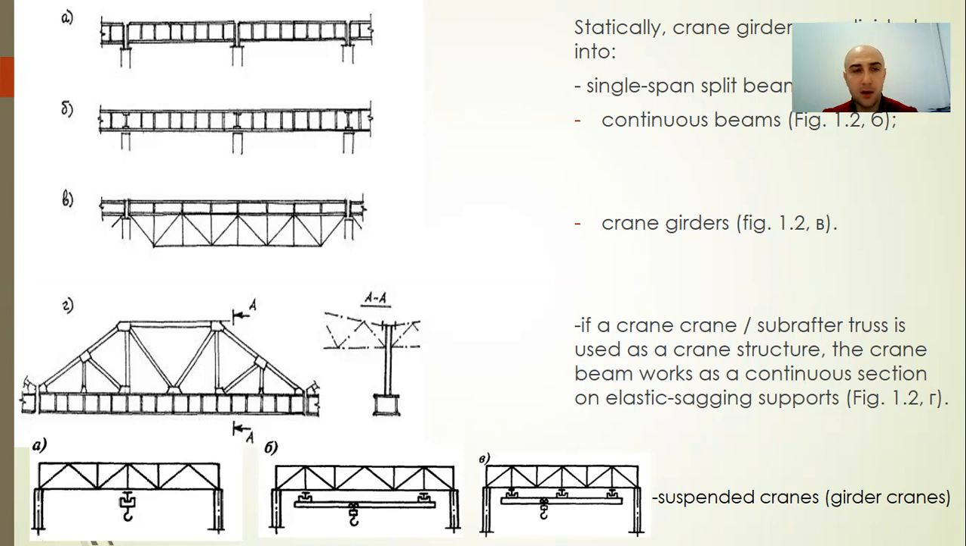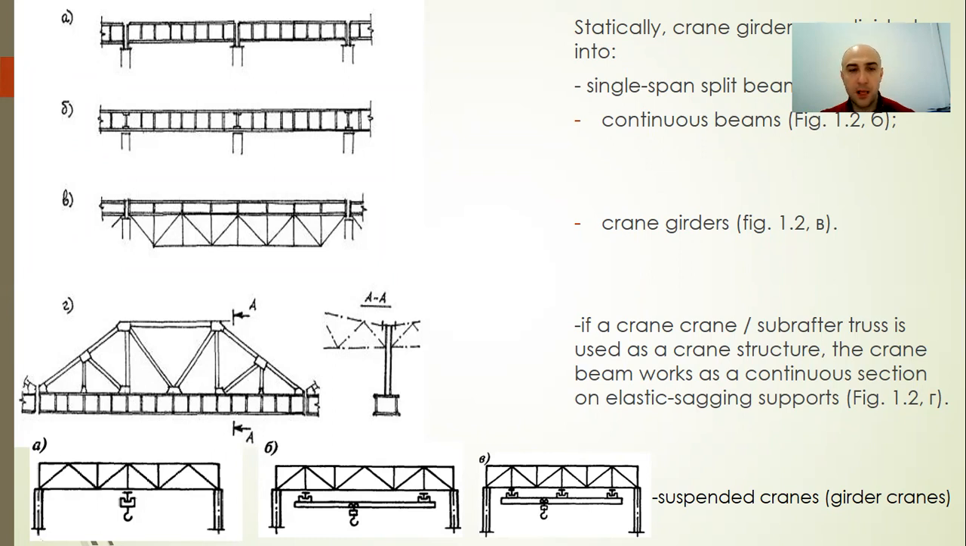Continuous beams, shown in figure B, are 12 to 50% more economical in terms of metal consumption, but more laborious during installation due to the arrangement of mounting joints. In addition, during the settlement of supports, additional stresses arise in them.